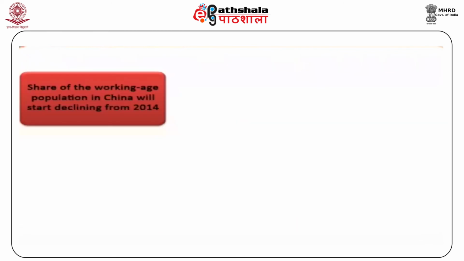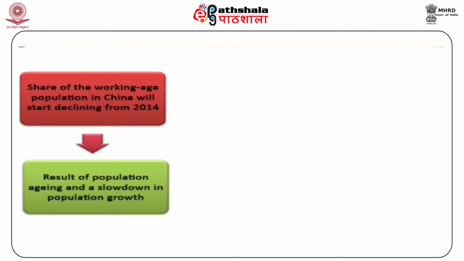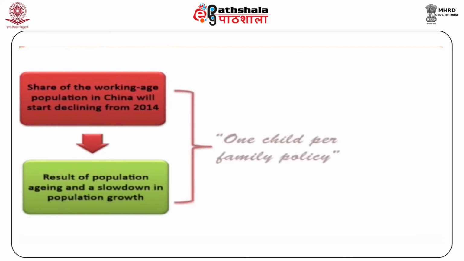The share of the working age population in China will start declining from 2014 as a result of population aging and a slowdown in population growth, mainly due to the country's one child per family policy, introduced since 1979 to curb a population explosion. China will also experience rapid aging. Meanwhile, the share of the working age population will continue rising in India, owing to its young and growing population.